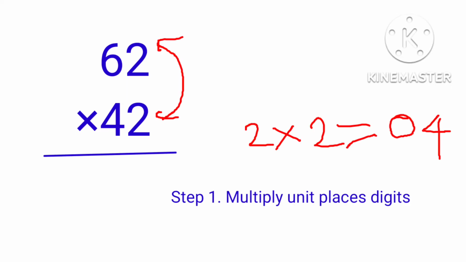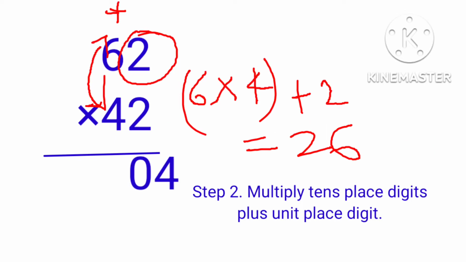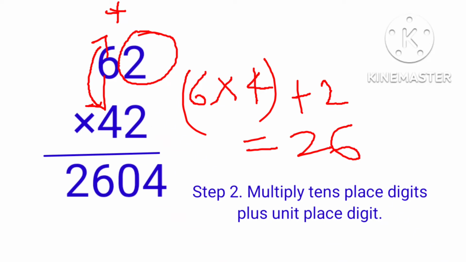Now we have to multiply the unit places. 2 into 2 is 4, and write down two digits, that means 04. Step 2: multiply the tens place digits, plus the unit place digit. That is 6 fours are 24, plus 2 is equal to 26. So write down 26. So the answer is 2604.